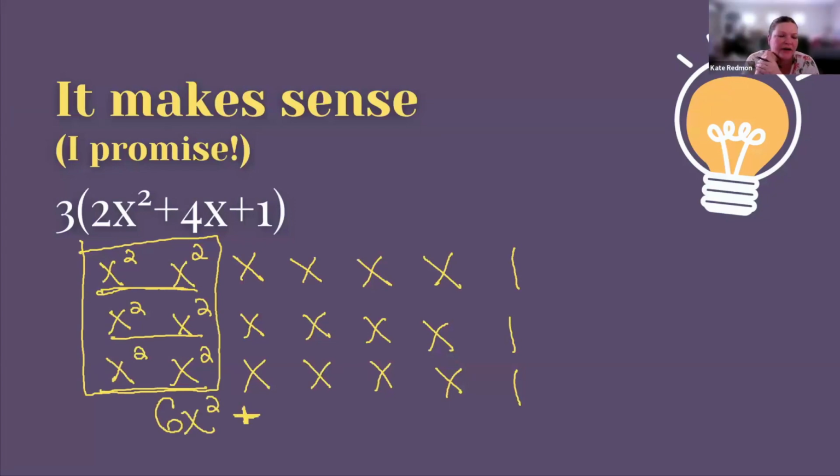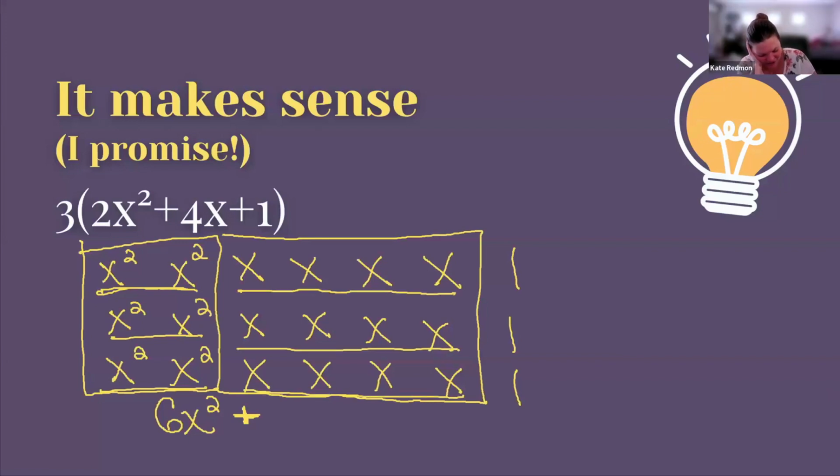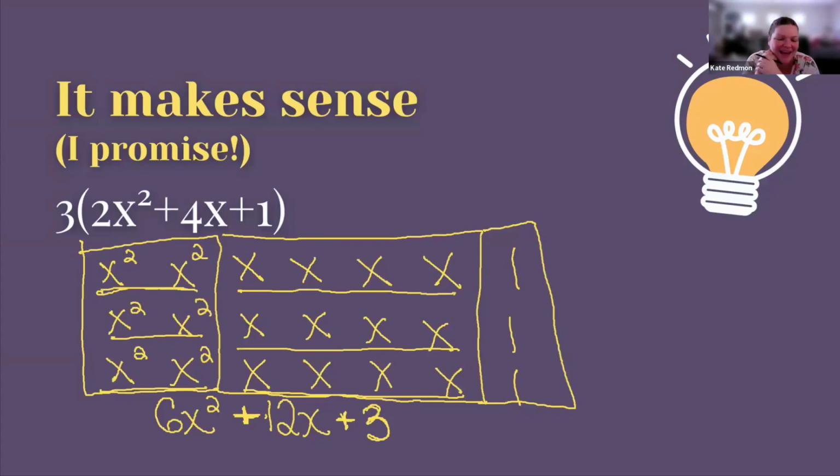And plus I have some X's. How many X's do I have? We've got 3 rows of X's. And each row has? 4. So I have 12, exactly, 4, 8, 12 X's. And then I have some ones. I have 3 ones. So I'm just adding in, like adding in 3 $1 bills, I'd have $3. So I have 6 X squareds, and I have 12 X's, and I have 3. And that's what that statement down there says.